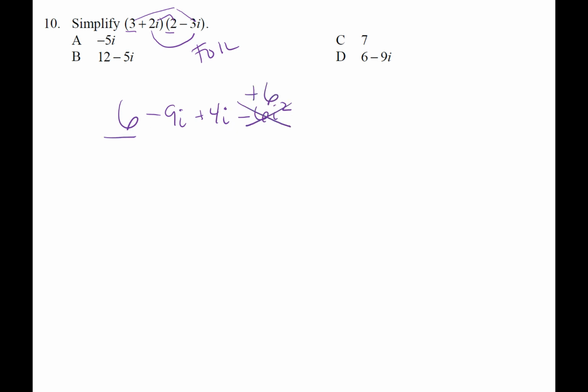So now we're combining like terms. 6 plus 6 is 12. And then negative 9i and positive 4i is negative 5i.